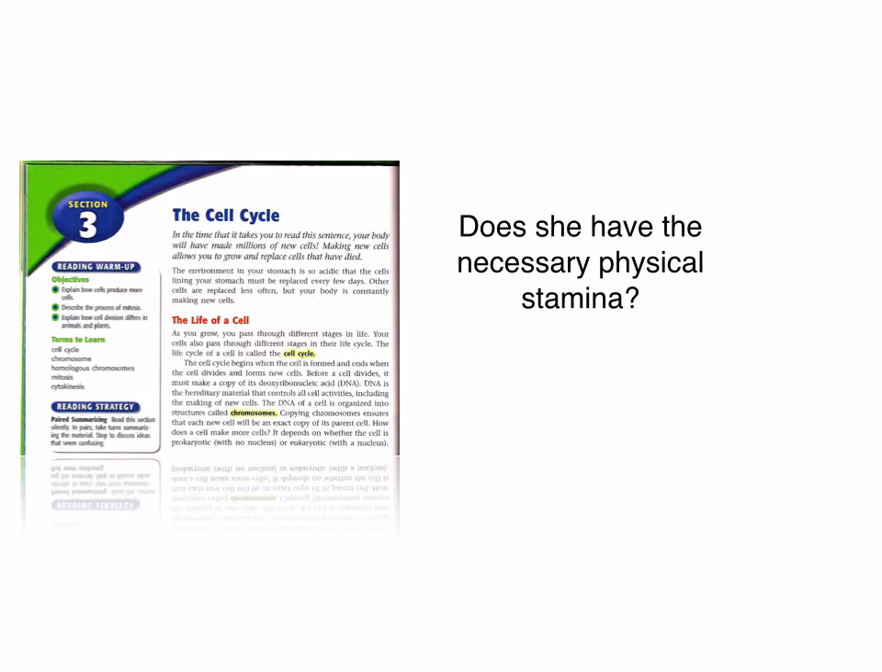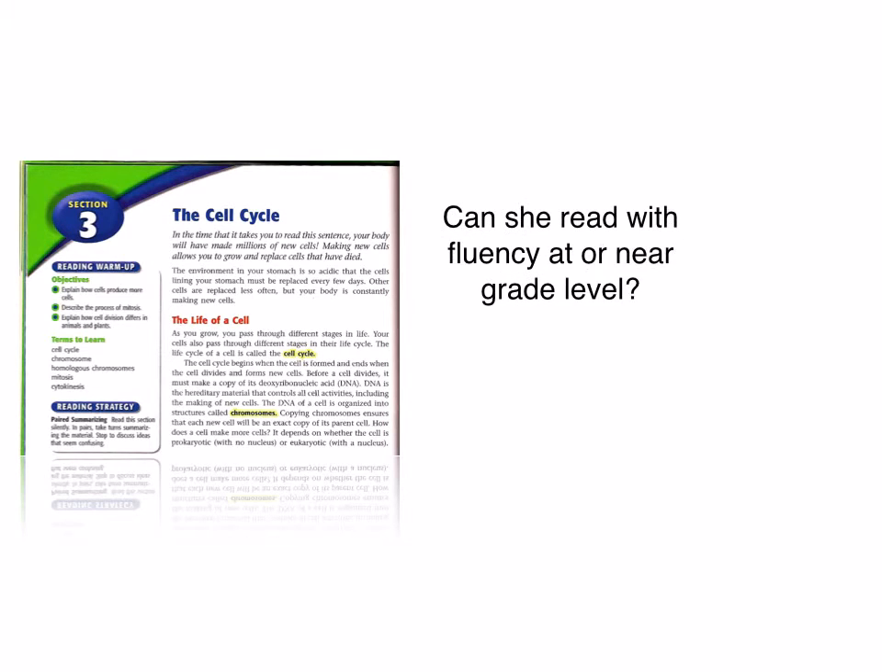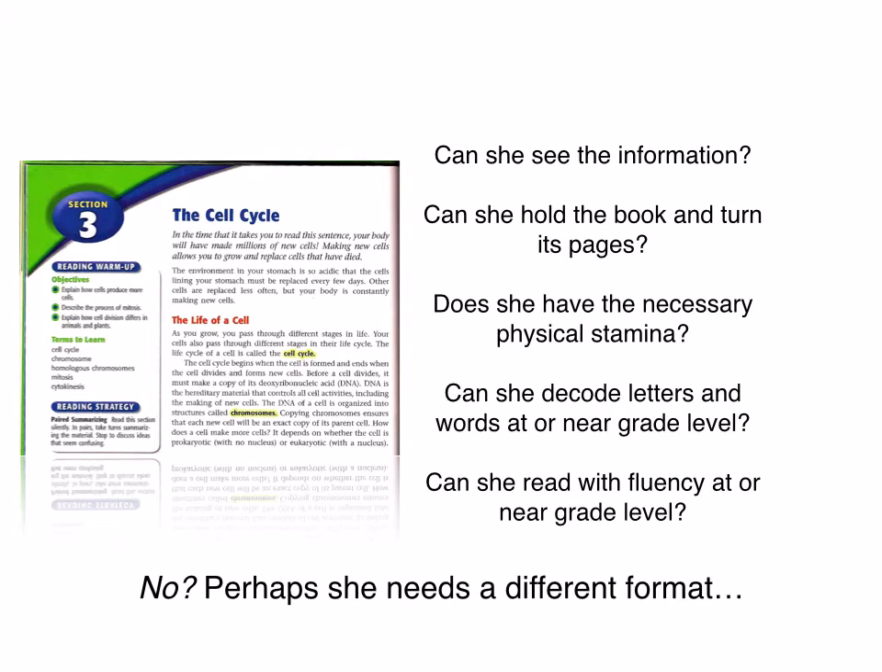Here are some basic guiding questions. Can Emily see the material well enough to read the information? Can she physically manipulate the book without undue effort, from holding it to turning its pages? Does she have the necessary physical stamina to read for extended periods of time, such as sitting upright and staying alert? Can she decode letters and words at or near grade level? Can she read with fluency at or near grade level? If the answer is no to one or more of these questions, Emily may need instructional materials in a different format.